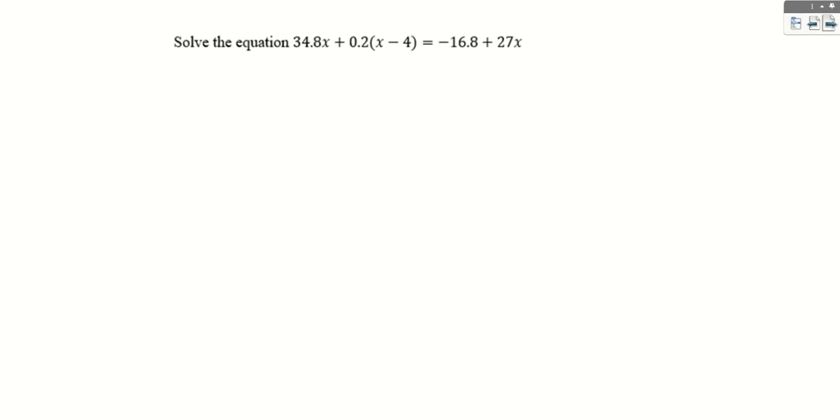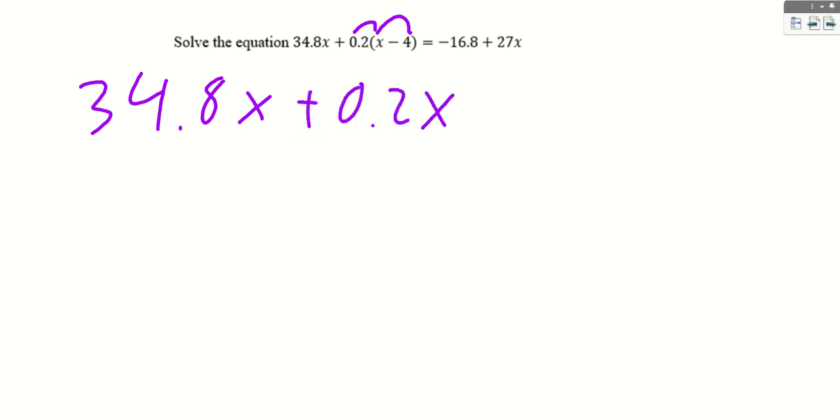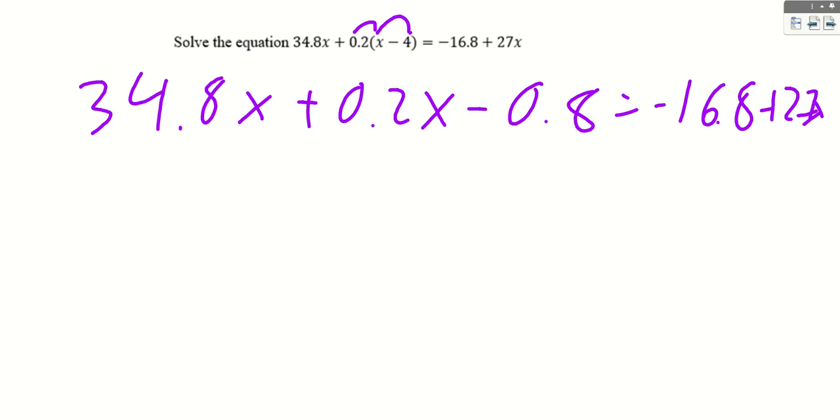All right, solve for the equation. I'm going to distribute to both sides, and then I get 34.8x plus 0.2x minus 0.8. And that's going to equal 16.8 plus 27x.